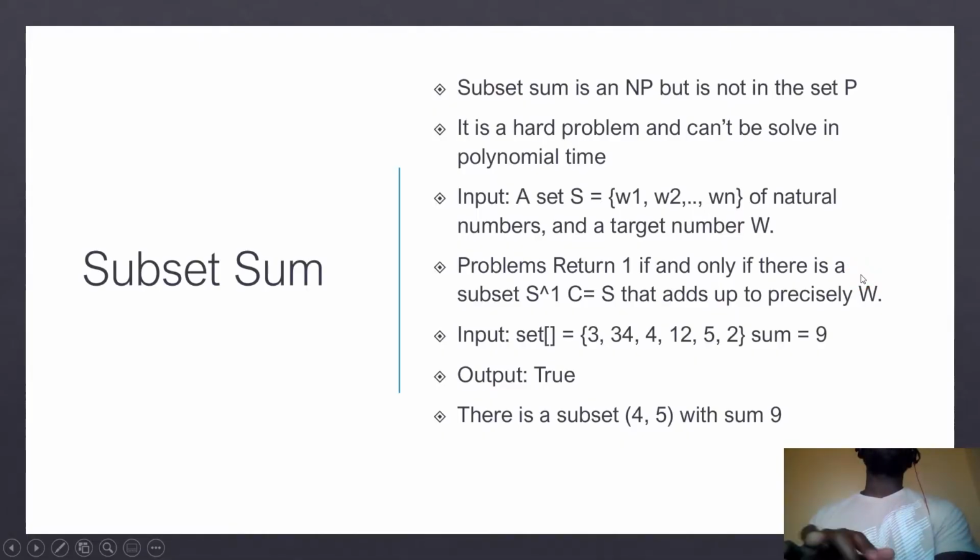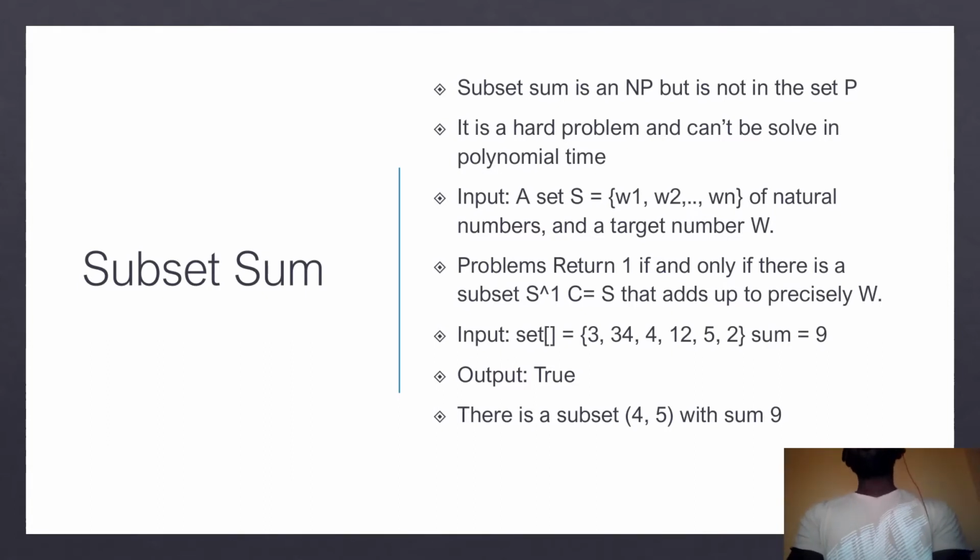Moving forward, I'm going to explain the subset sum a little bit, then we can proceed from there. Subset sum is in NP, but it's a hard problem. From my research and understanding, the input is a set S, which is W1, W2 to Wn, of natural numbers, and a target W. The problem should return 1 if and only if there is a subset S prime of S that adds up to precisely W.